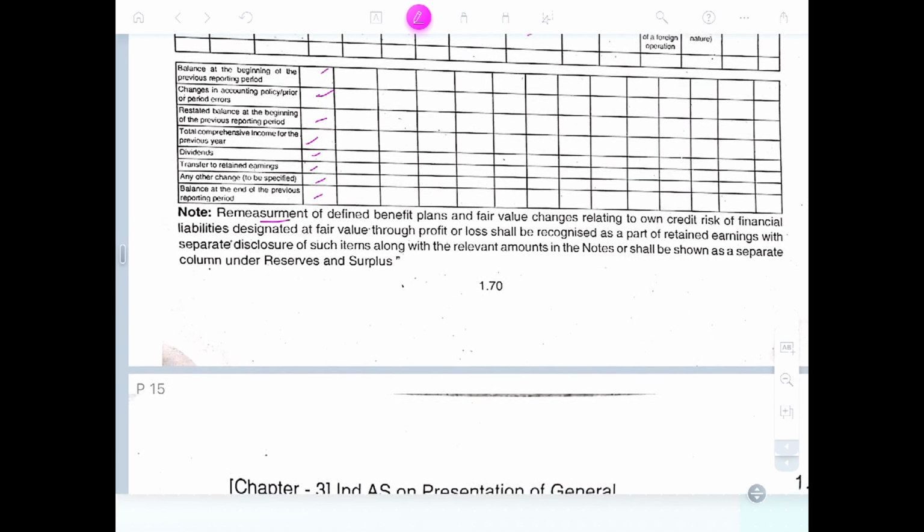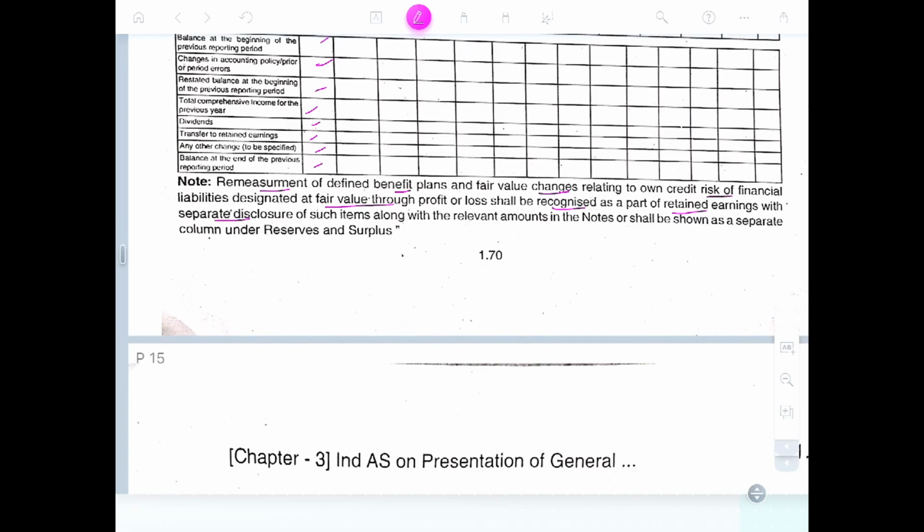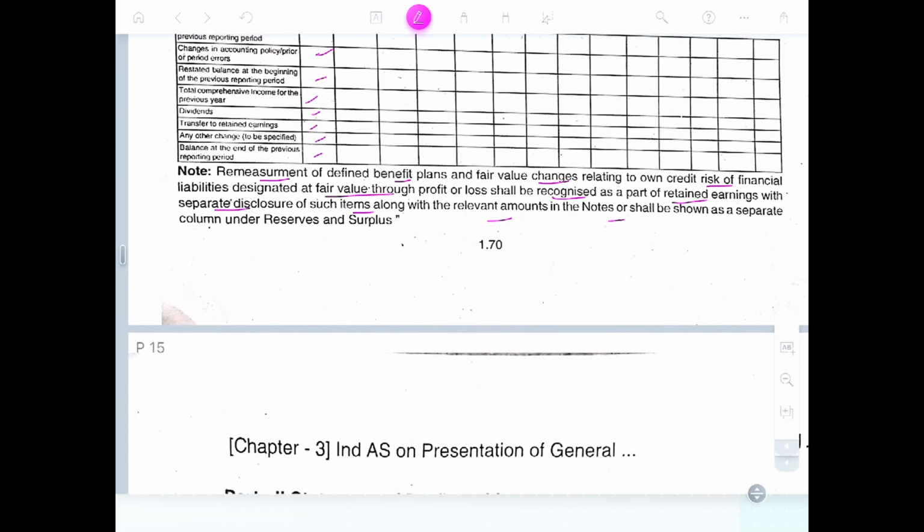The remeasurement of defined benefit plans and fair value changes relating to the own credit risk of a financial liability designated at fair value through profit and loss shall be recognized as part of retained earnings. The separate disclosure of such items, along with the relevant amount in the note, shall be shown as separate columns in the reserves and surplus column.